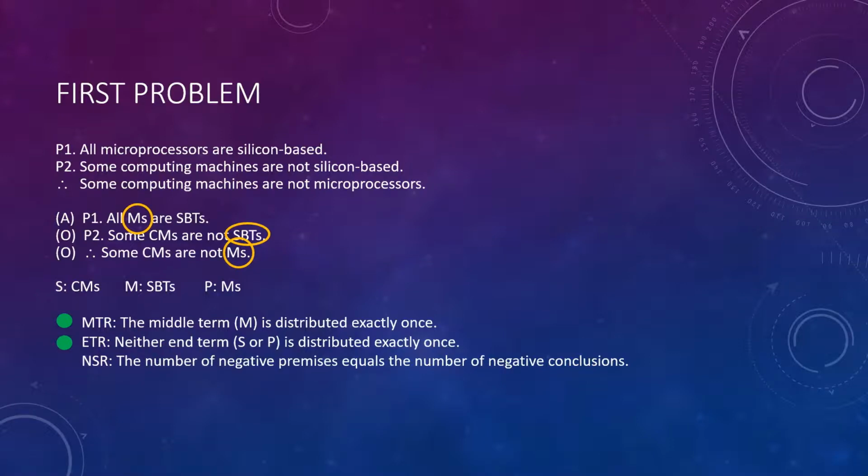If we look at our premises, we have an A sentence and an O sentence. The O sentence is negative. The A sentence is affirmative. So we have one negative premise. The conclusion is also an O sentence, and that means that it has one negative conclusion. 1 equals 1, and so this syllogism satisfies the negative statements rule. Because it satisfies all three rules, this is a valid syllogism.